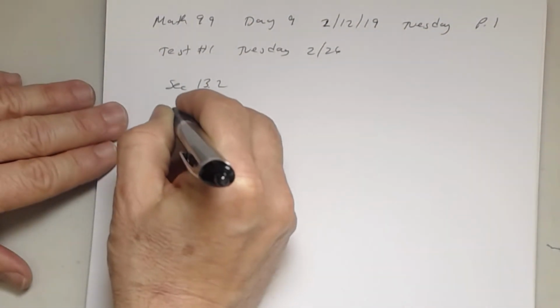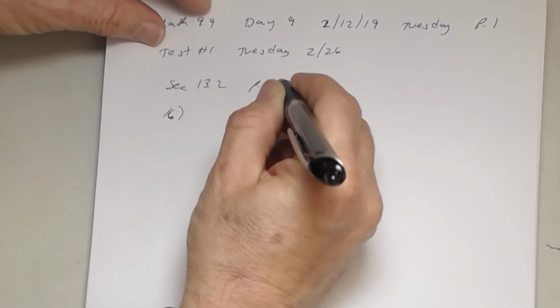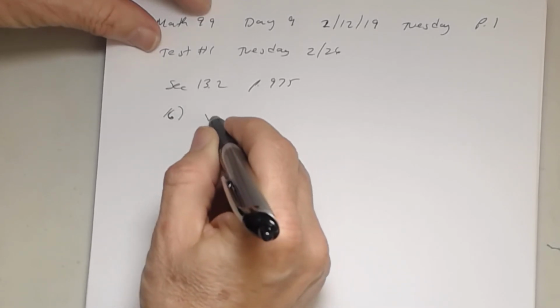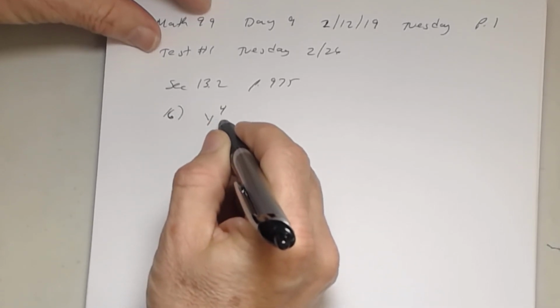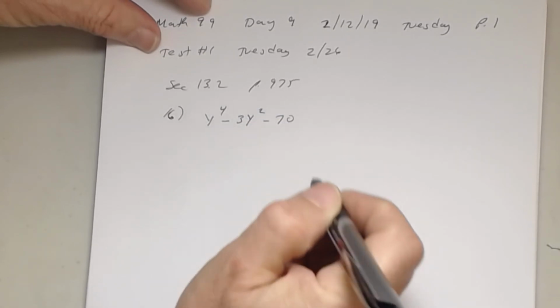Okay, so let's look at number 16 on page 975. It looks like this. You have y to the fourth minus 3y squared minus 70.